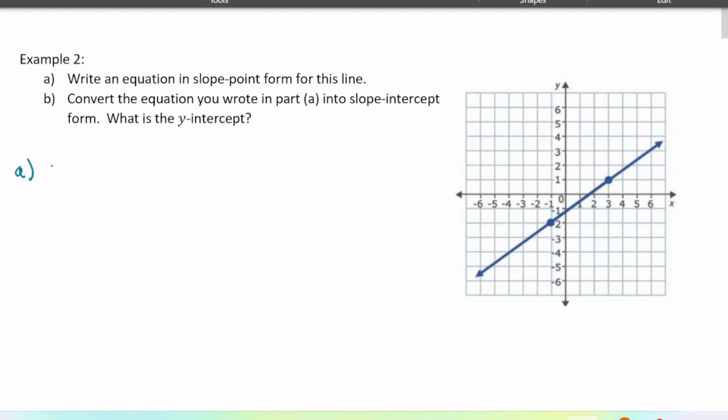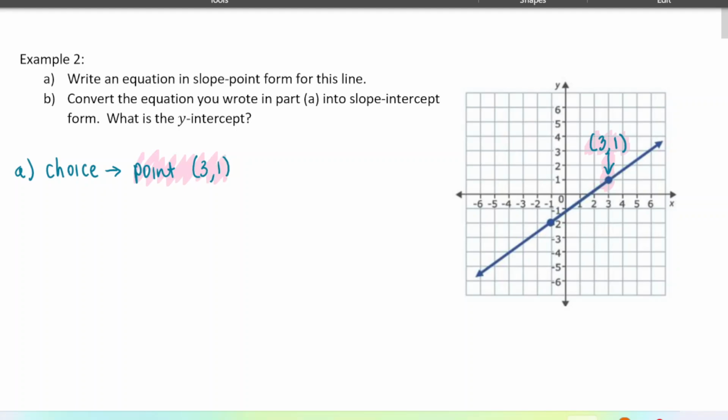Now we have a choice here. We can choose which point we want to use. I'm just going to use this point here, 3, 1. I'll just keep everything positive. But you can also choose to do the other point. You'll get the same answer in the end. The equations are equivalent actually. So it doesn't matter if you choose this point or this point, you'll get an equivalent equation, and you'll get the same answer for part B. So we're going to use 3, 1 for our point.